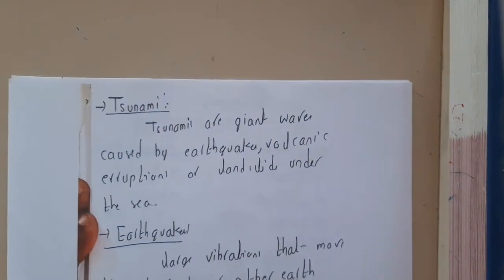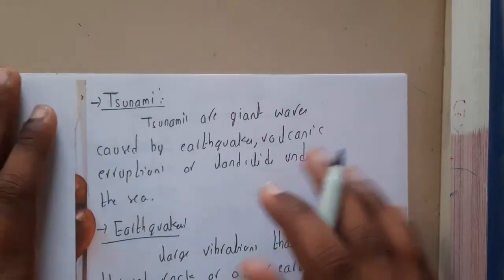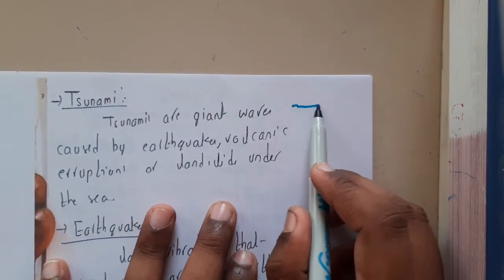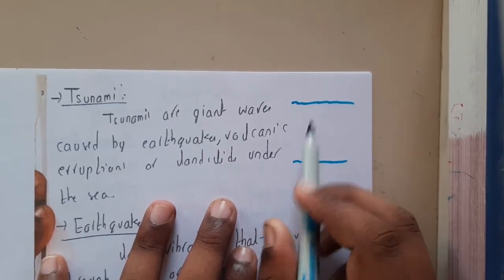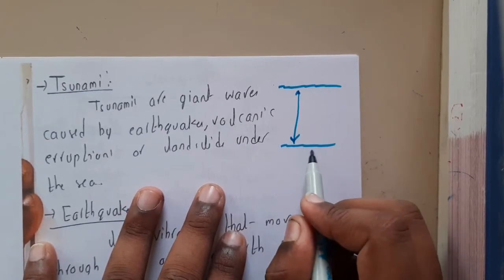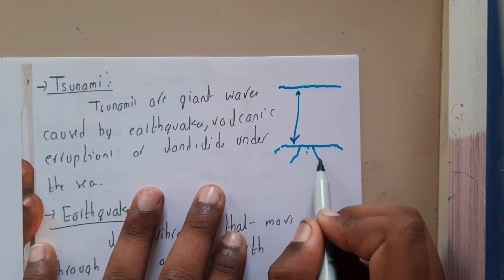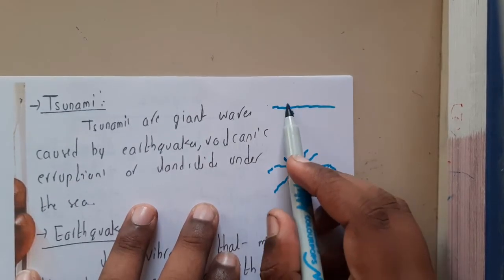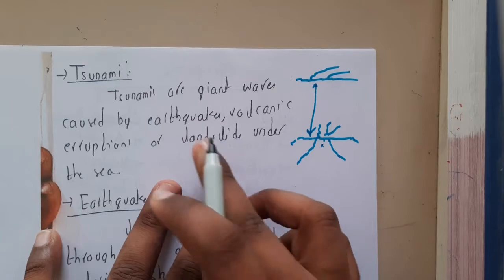The first one is a tsunami, guys. I hope everyone knows what a tsunami is and how it is caused. Underwater there will be land, somewhere after some kilometers or meters of water. If there is a volcano below, due to the eruption of the volcano there is a chance of a tsunami occurring. Similarly, it could be a volcanic eruption or an earthquake also.